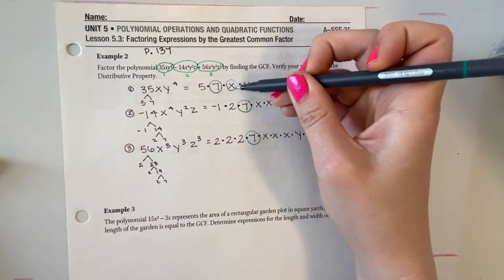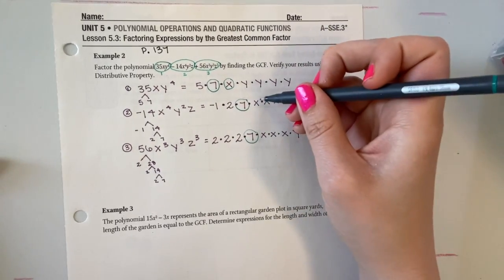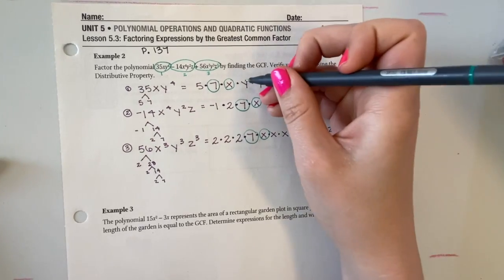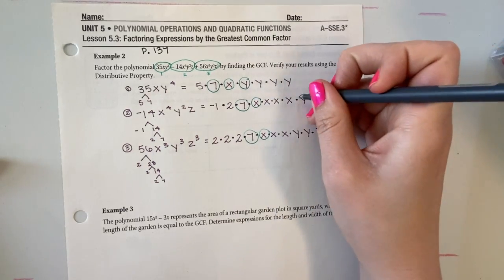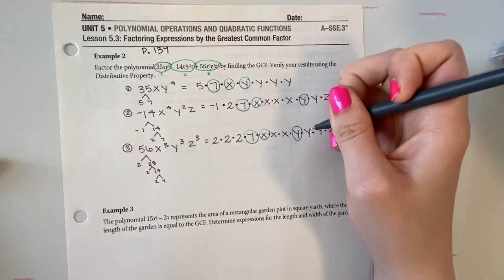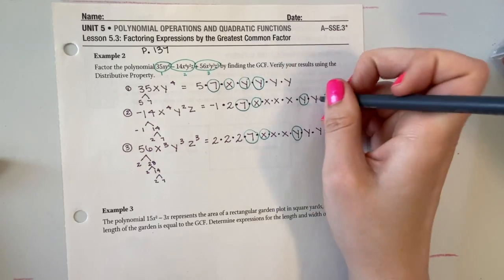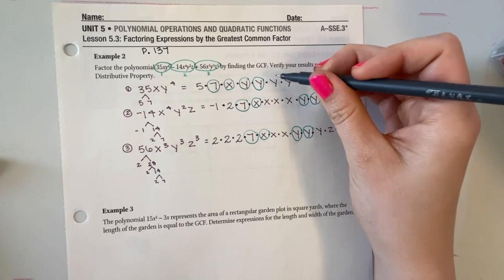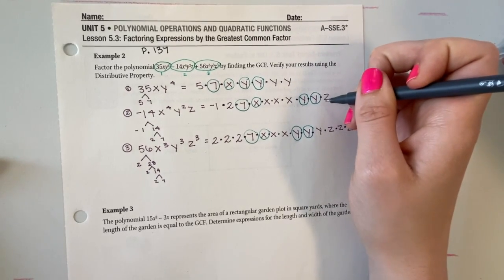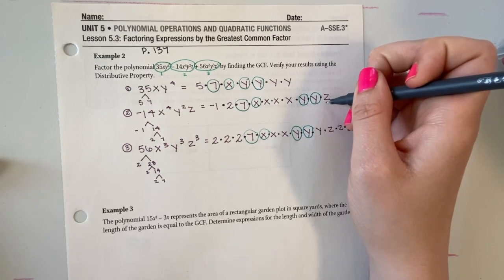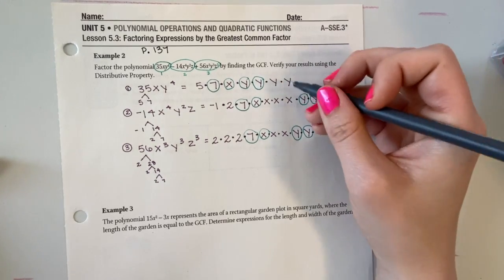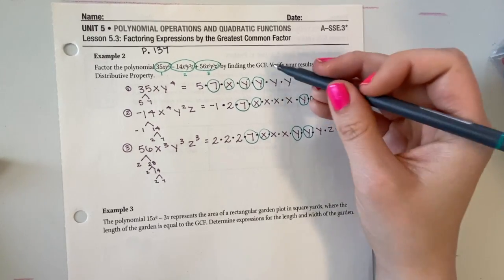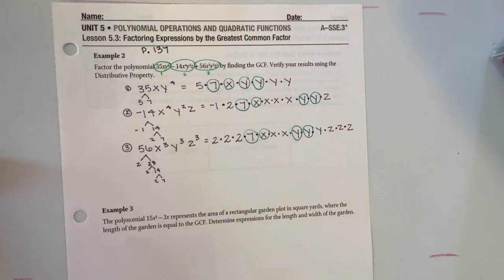I've got an x, another x, and another x, so that's a good one. We've got a y, and a y. We have another y, and y. If I look for a third y, my second term does not have a third y, so we can't use any more of the factors to get the greatest common factor. So I'm going on to my next step.